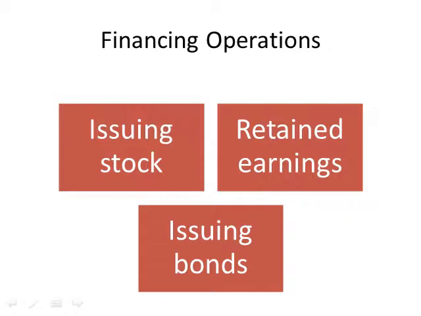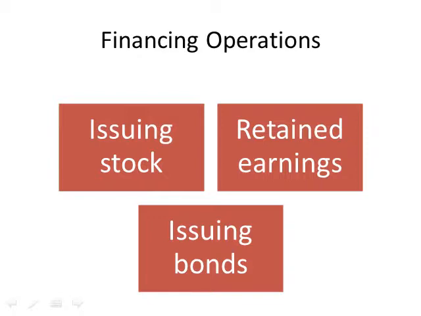Finance by retained earnings means that the company has enough cash from profitable operations to purchase the needed assets. There's no need to issue more stock or to borrow money. This strategy is low risk to the company. The disadvantage is that the company growth is limited to how much it can earn.